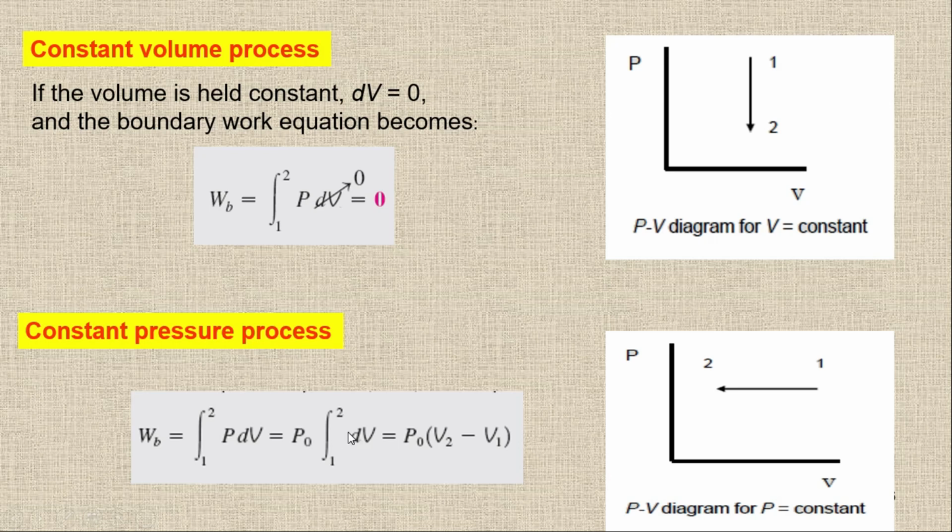Now, if I integrate dV between 1 and 2, we only get the change in the volume, so it will be V between these two limits. I can write P (V2 minus V1). So the boundary work will be P (V2 minus V1). So for the constant volume process, the boundary work is 0, and for the constant pressure process, the boundary work is equal to P (V2 minus V1).